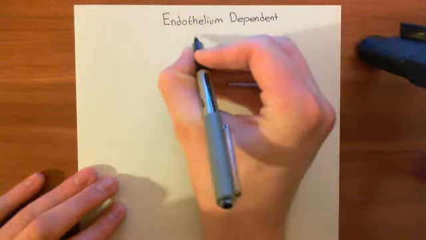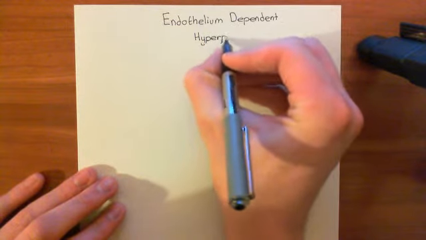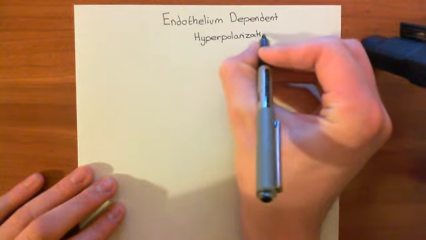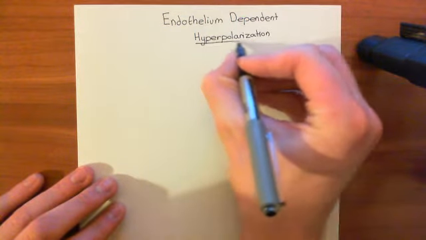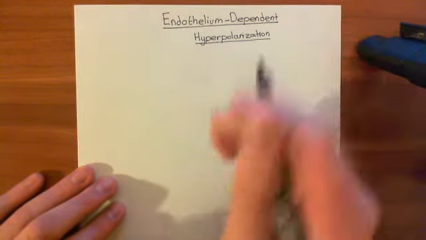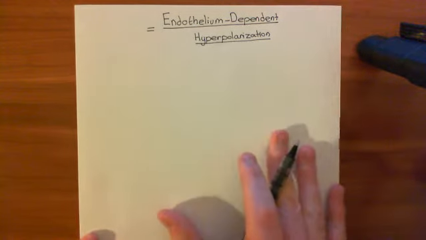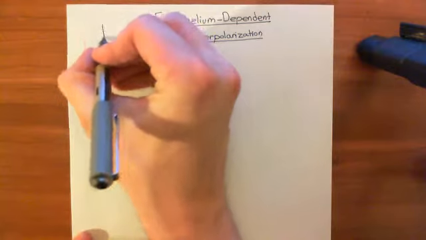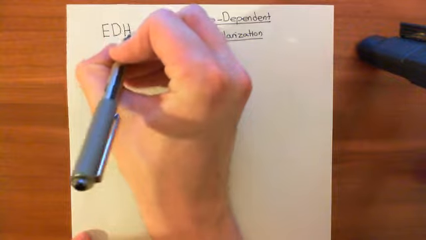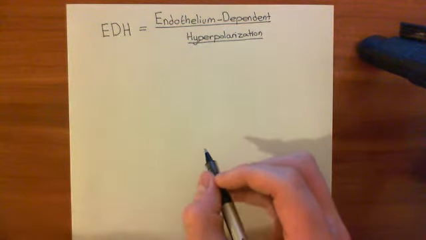And it's fair to say that this is a complicated pathway. There are absolutely loads of intertwining pathways that all seem to be playing a role in this. In this video, we're just going to introduce what it is and see a few experimental correlates that first showed its existence. So, endothelium-dependent hyperpolarization, which is also often referred to as EDH, endothelium-dependent hyperpolarization.